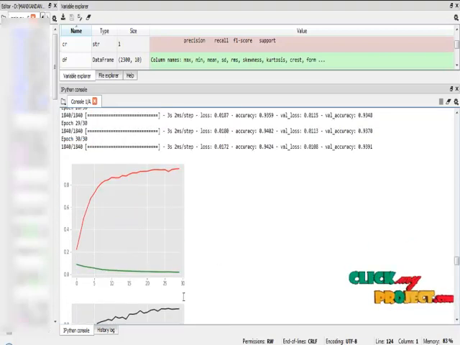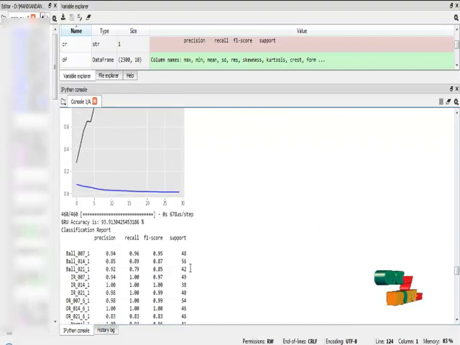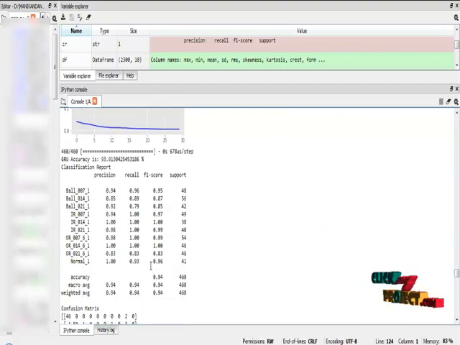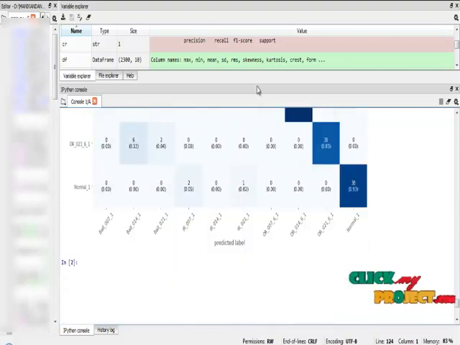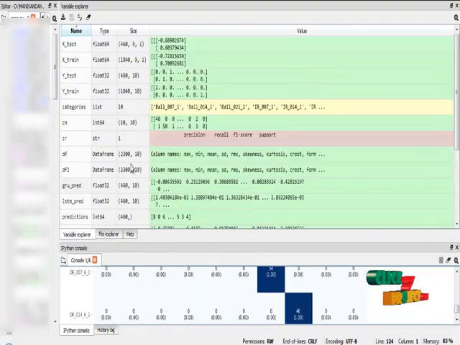This is the learning plot of our GRU algorithm. This is the classification report of our gated recurrent unit neural network algorithm. This is the confusion matrix for the GRU algorithm. These are all the variable results used in our program.